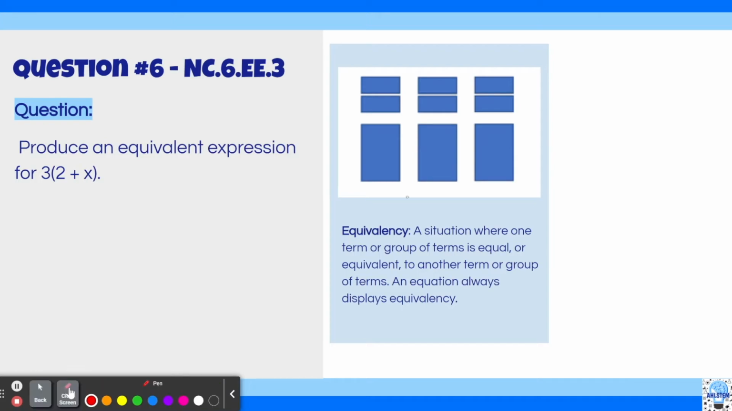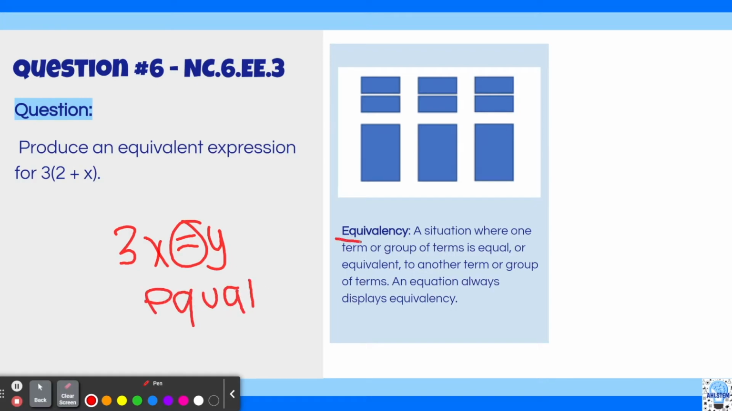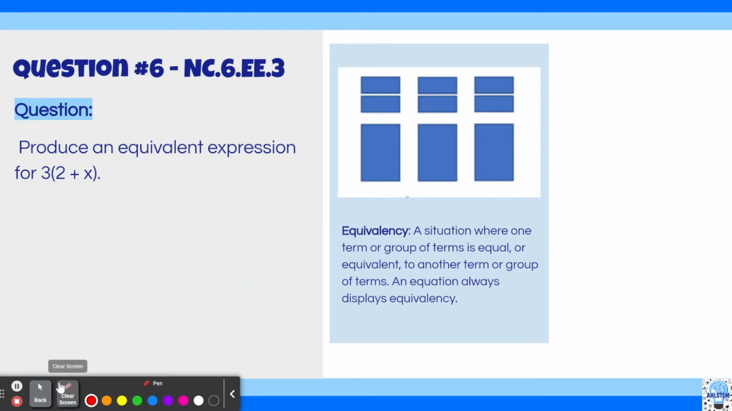So when I say equivalency, that can just mean 3x equals y. This equals sign shows equivalency. Okay, I totally messed that up, but we're going to keep going. Equal sign, equivalency. So pause the video now, and in a few seconds we will check our answers.